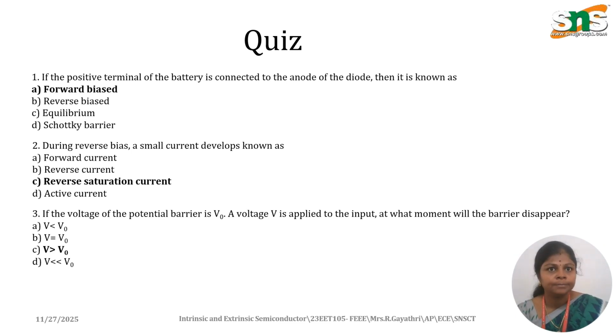Coming to the quiz questions. The first one: if the positive terminal of the battery is connected to the anode, then it is known as forward bias. When it is connected to the negative terminal, it is called reverse bias. The second question: during the reverse bias, the small current developed in the VI characteristics is the reverse saturation current. The third one: if the potential drop is V0, at what applied voltage will the barrier potential disappear? When the applied voltage is greater than the barrier voltage, the barrier potential will disappear.